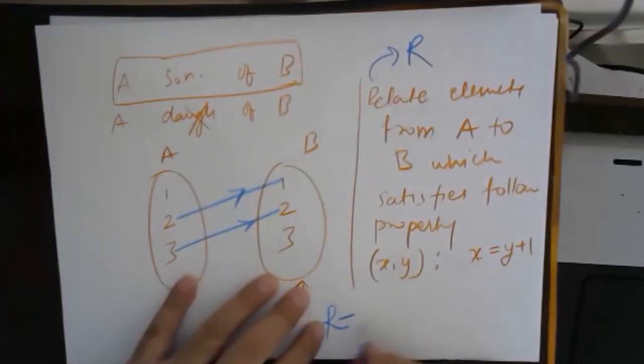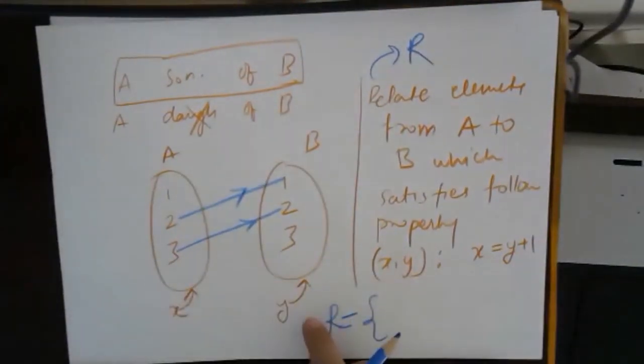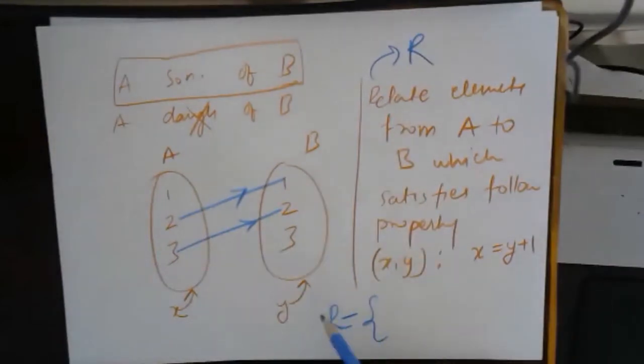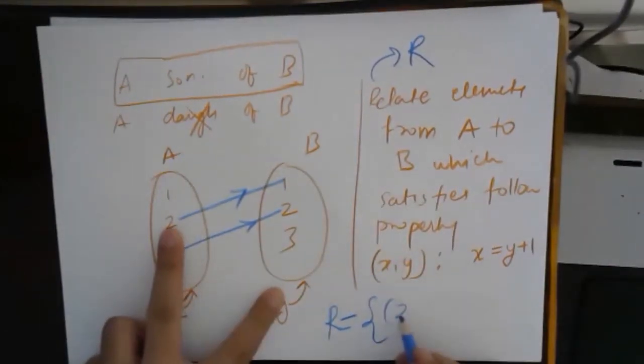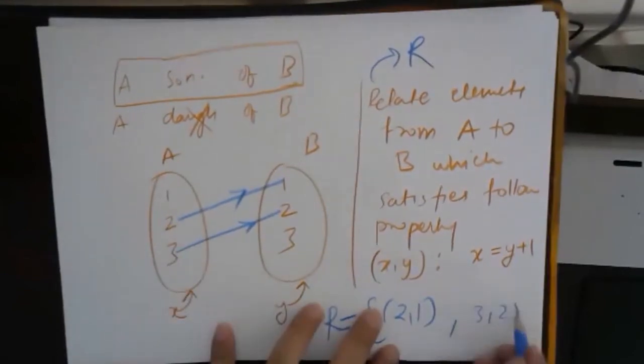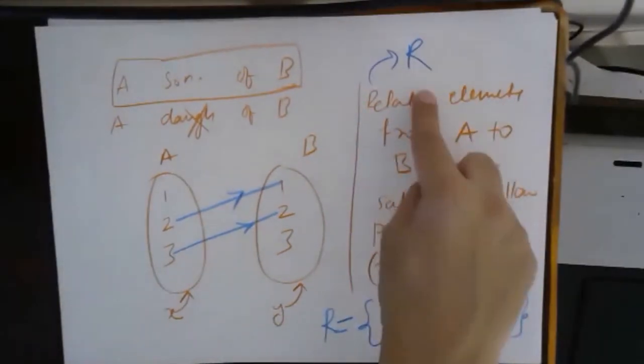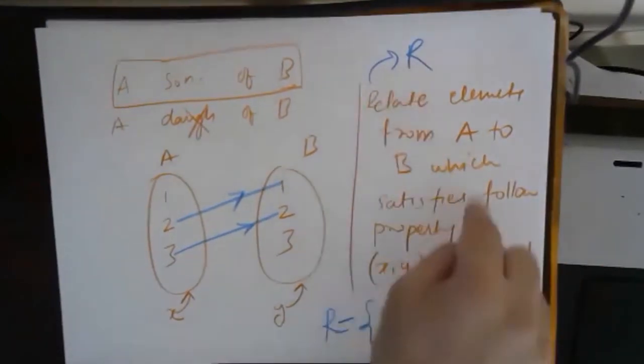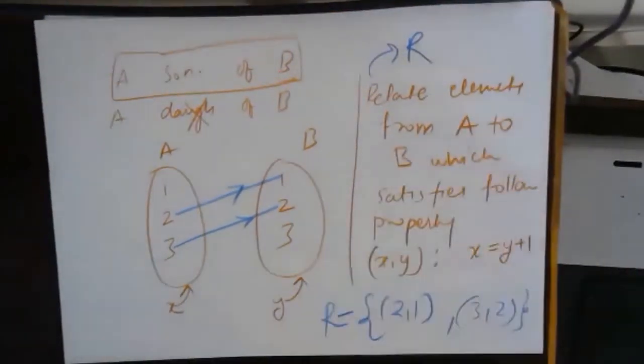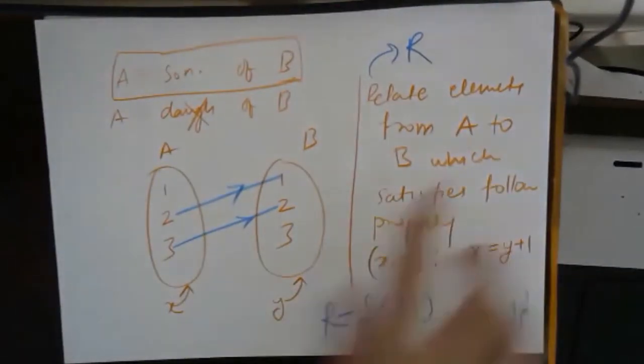So R will contain what elements? Write it down by yourself. Set R will contain what elements? (2, 1) and (3, 2). Check whether R contains these elements or not. Is there any other element which R contains? No. Why? Because R is already defined as this. I have given a definition that R will be this.